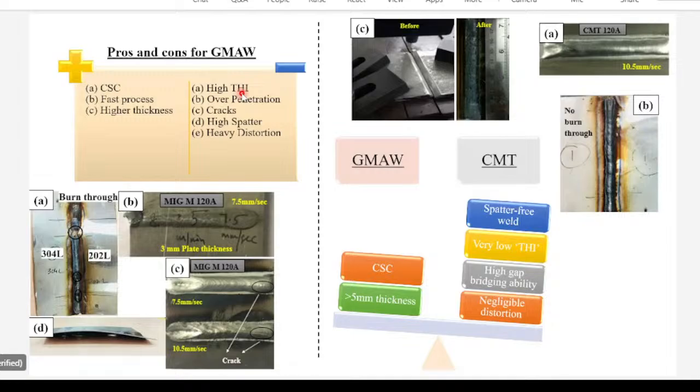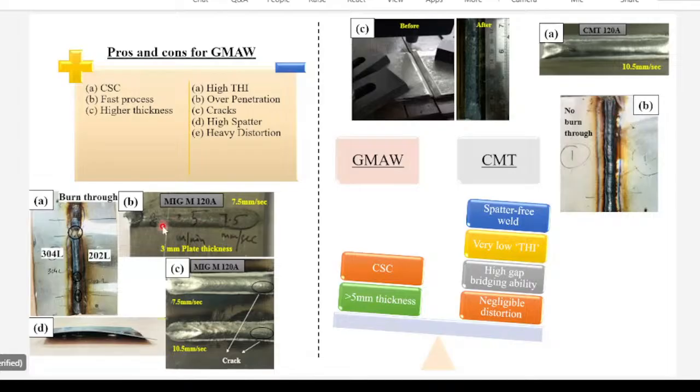So there are the pros and cons of GMAW. Compared to CMT, it basically has major cons only. You can see higher thermal heat input, over penetration, cracks, high spatter, heavy distortion. You can see image A. These are stainless steel plates that have been welded, and you can see a burn through over here. And you can compare the same with CMT. There is no burn through. So this is very good.